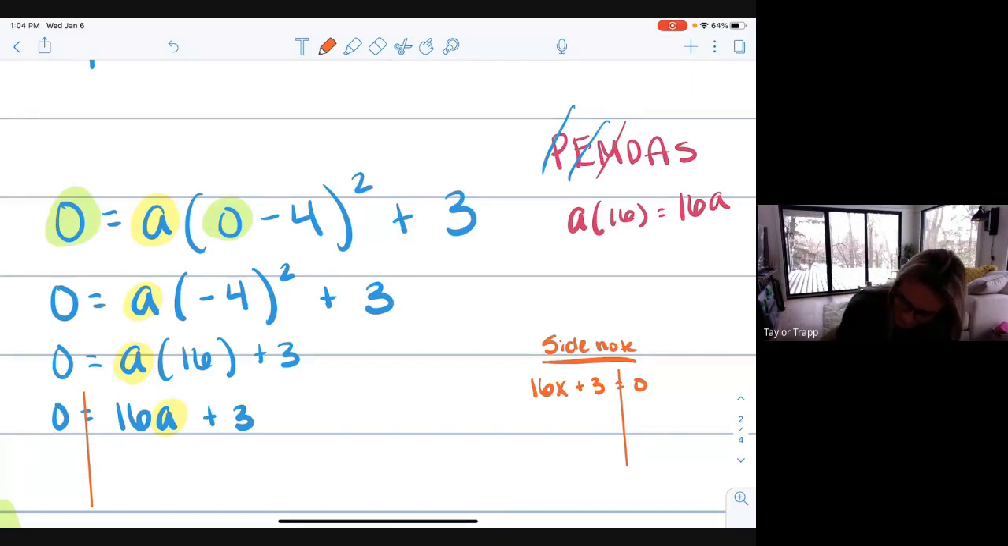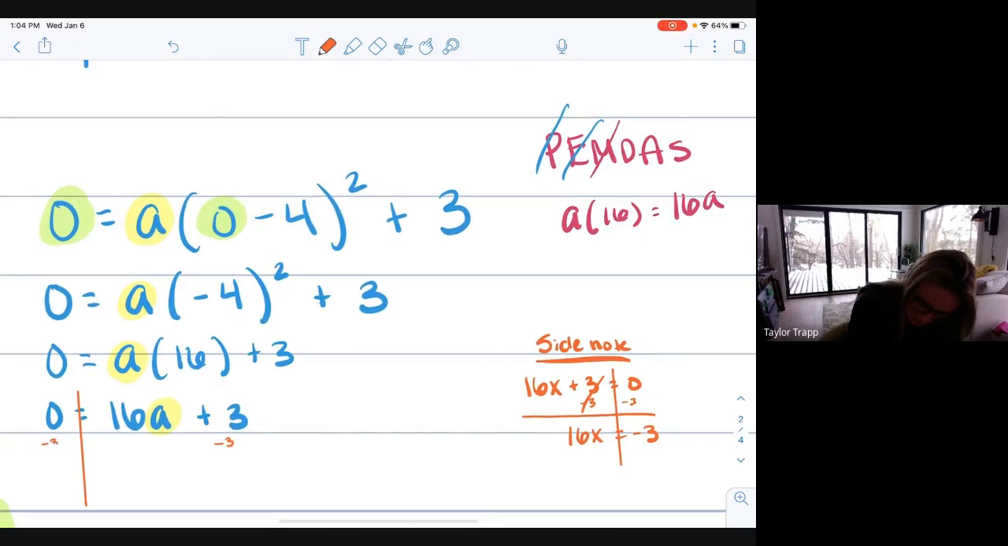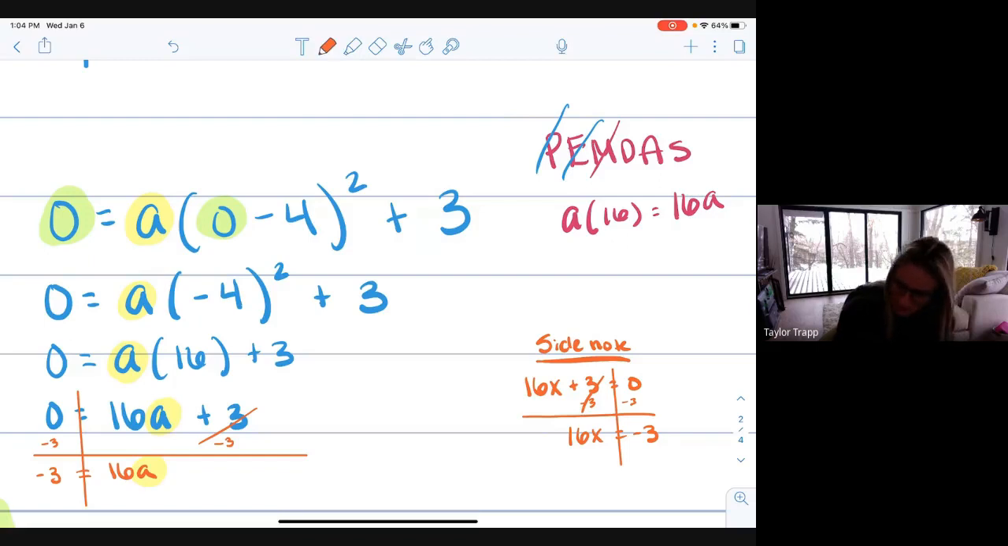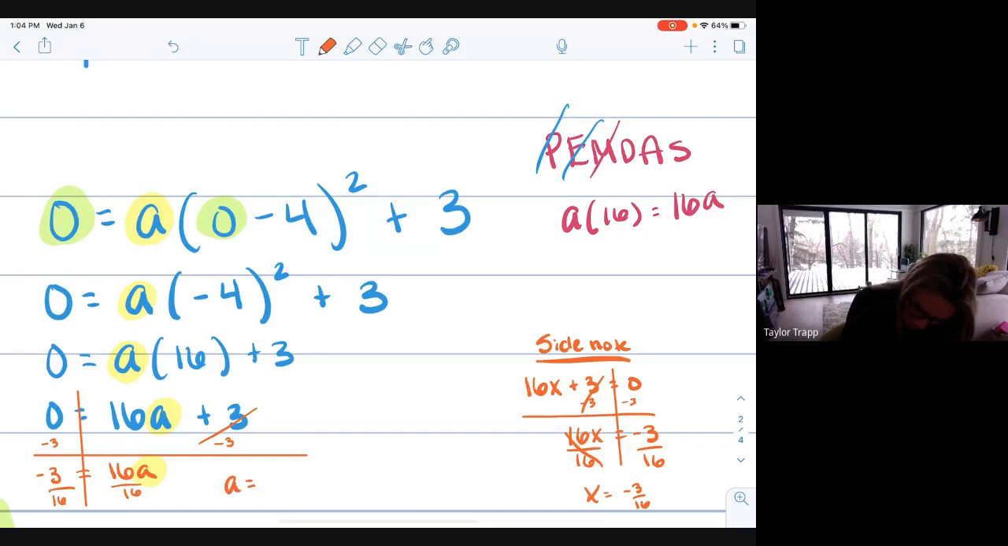So over here, right, you would start by subtracting the 3. You work with whatever's being added or subtracted first to the variable you're trying to get by itself. So that would be the 3. So I've got 16x equals negative 3. If I do that over here, I'm subtracting 3. So I have negative 3 equals 16a. Now I'm going to divide by 16. So it cancels. I'm over on the other side. Okay, so I hope you guys see how I did that.